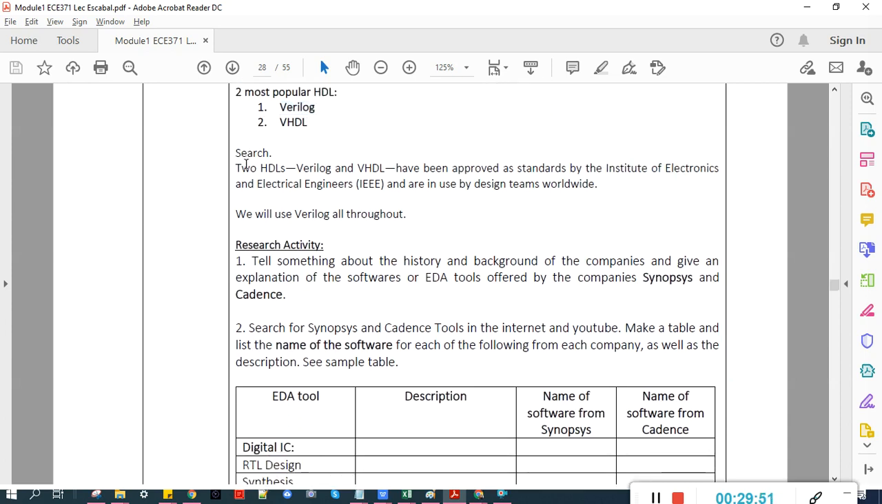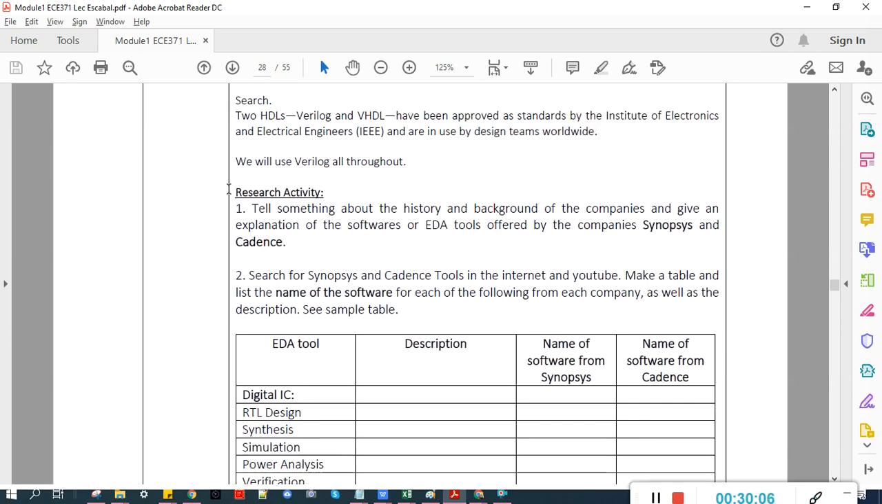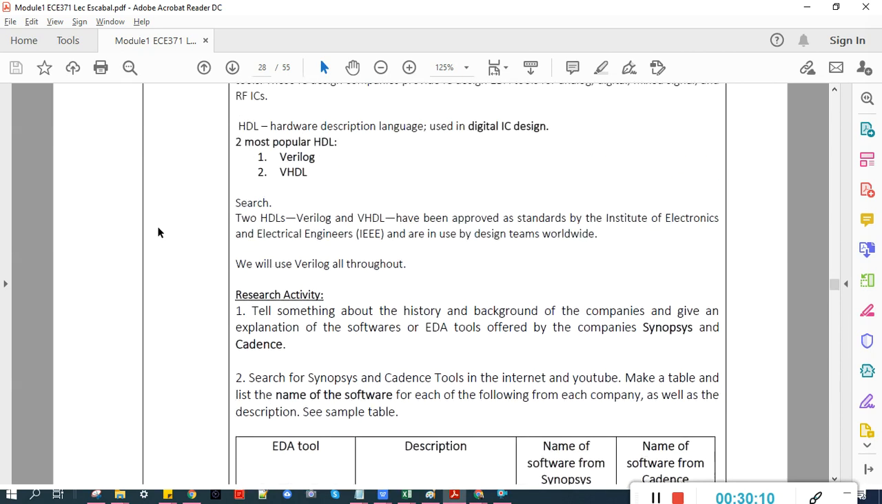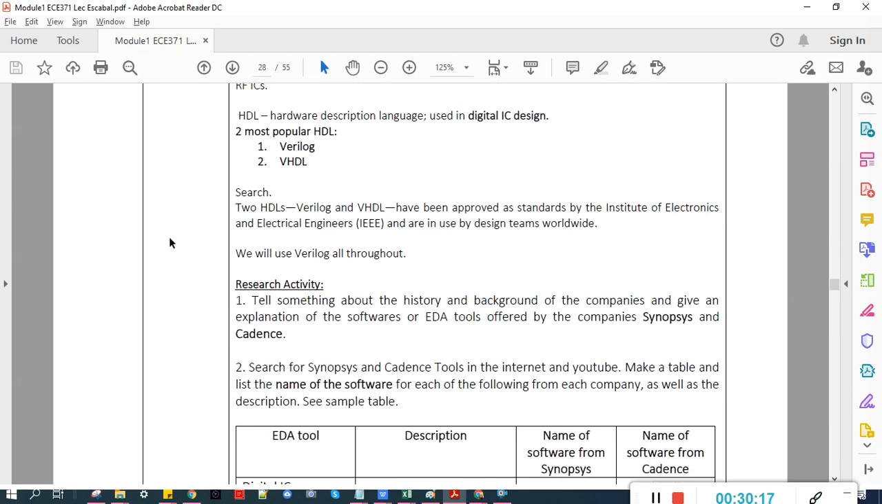Two HDLs, Verilog and VHDL, have been approved as standards by the Institute of Electrical and Electronics Engineers, so they're already IEEE standards and are in use by design teams worldwide. But here we will use Verilog all throughout, so if you're interested in VHDL, you can do research for yourself also. It's good to know both.